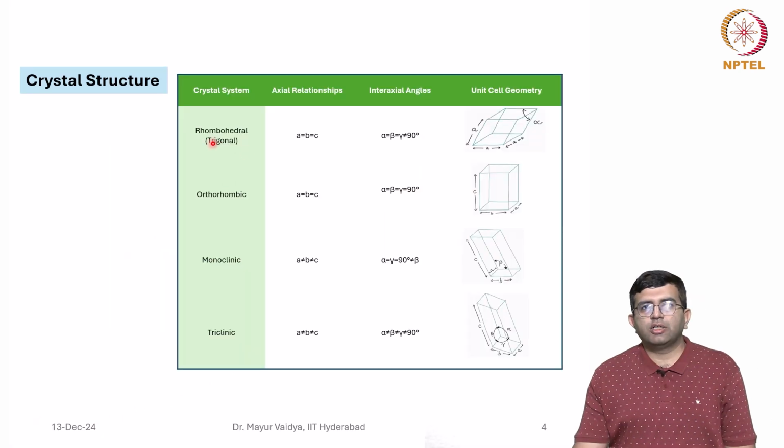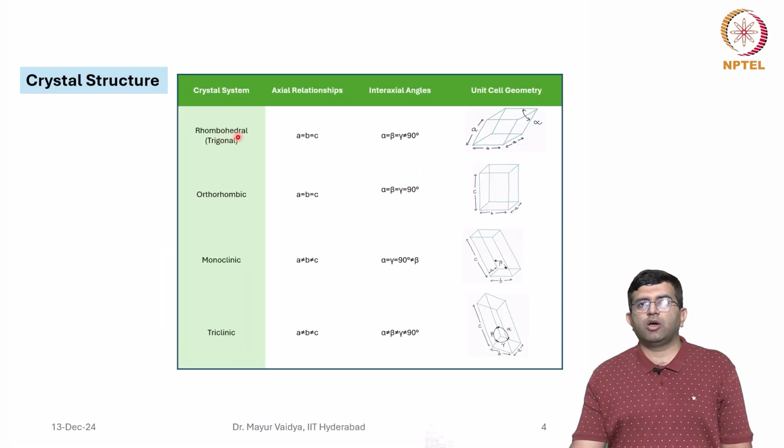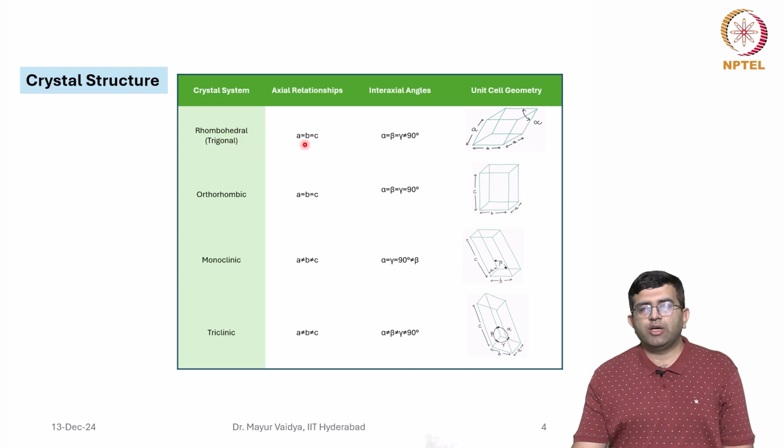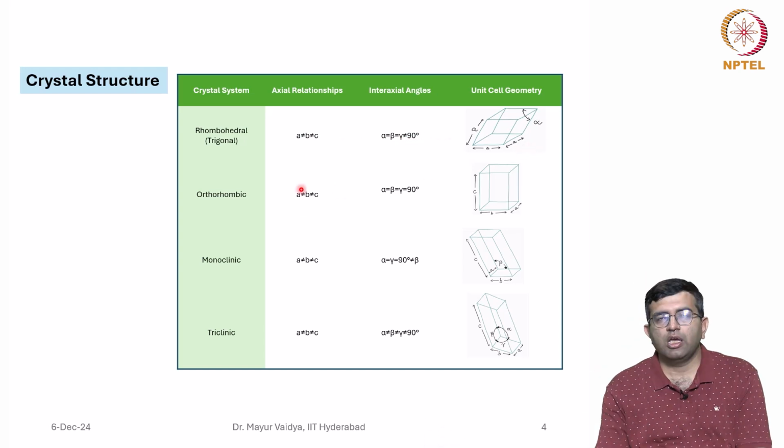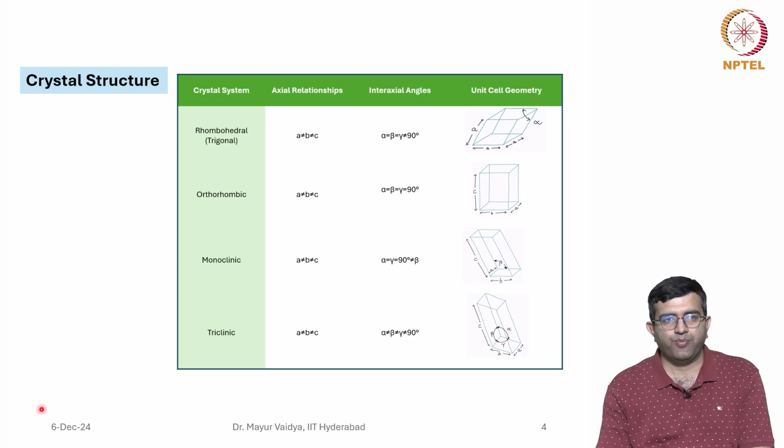Then there are other crystal systems, for example, rhombohedral or trigonal, where a is equal to b is equal to c, all the angles are equal, but they are not equal to 90 degrees. Then you have orthorhombic, where all the angles are 90 degrees, but a is not equal to b is not equal to c. You have monoclinic, where the sides are not equal, two of the angles are 90 degrees, and the third angle is different. And then you have the system with the least symmetry, triclinic, where none of the sides are equal, none of the angles are equal, and they are not equal to 90 degrees.